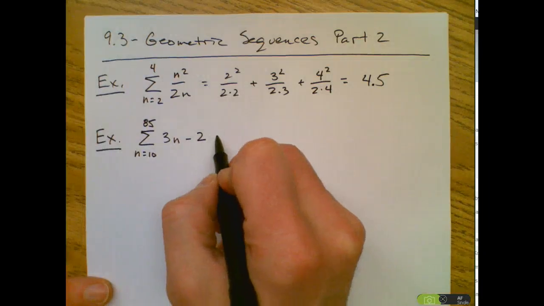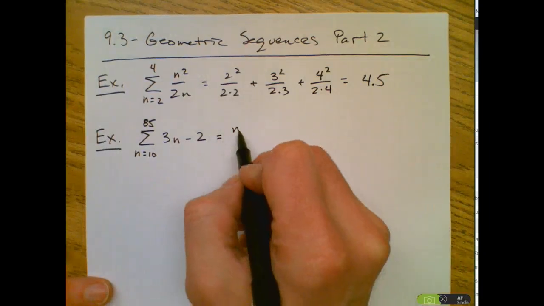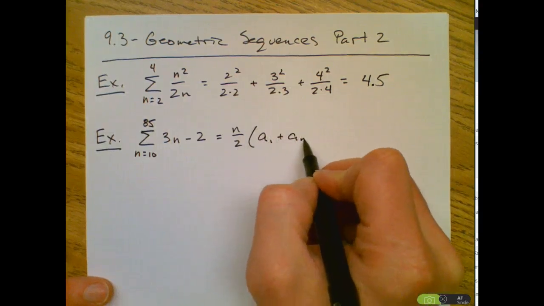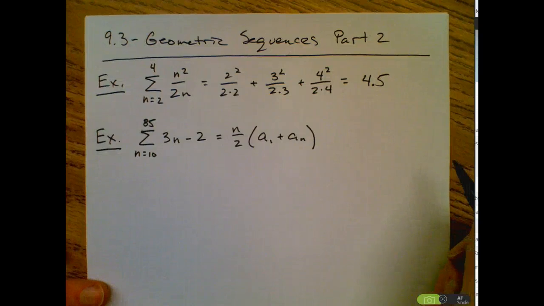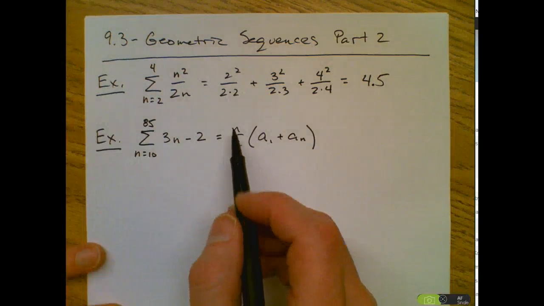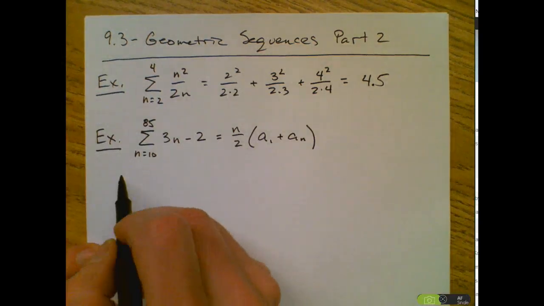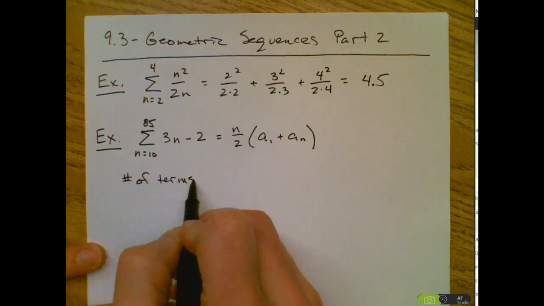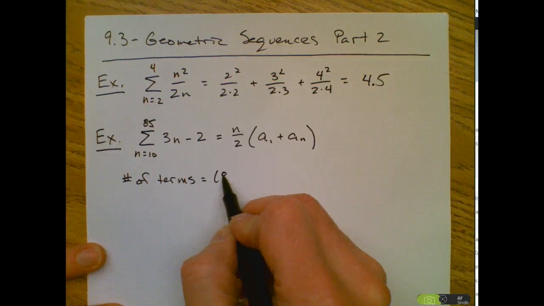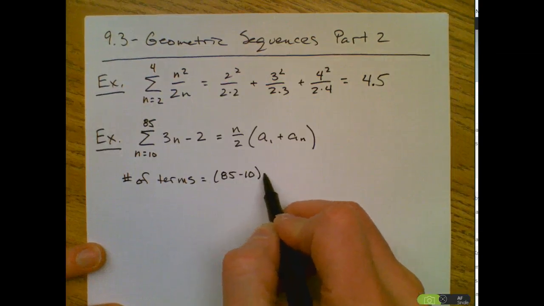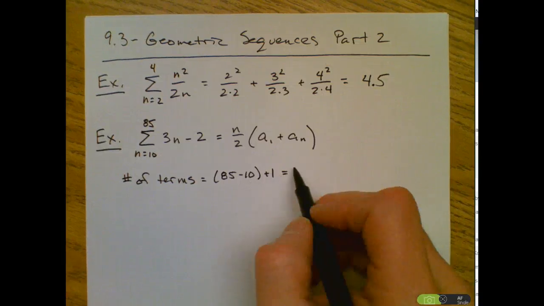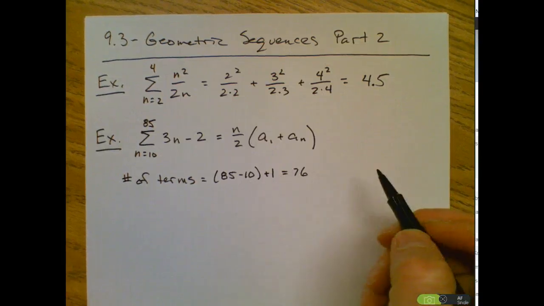So since this is arithmetic, we know we have a formula. It's going to be n over 2 times a sub 1 plus a sub n, and that's going to be our sum. So we need to figure out how many terms. Remember we have to subtract 85 and 10, but then we have to add 1 back. If you have a question about that, make sure you ask me in class. So we've got 76 terms.